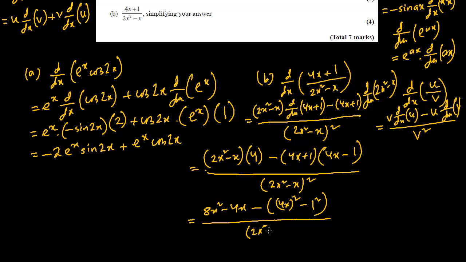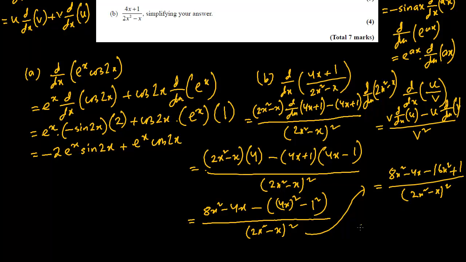So this would be 2x squared minus x whole squared. So this turns out to be 8x squared minus 4x minus 4x whole squared is 16x squared, minus minus plus 1 divided by 2x squared minus x whole squared. So we can write 1 minus 4x, 8 minus 16 is minus 8x squared divided by 2x squared minus x whole squared.